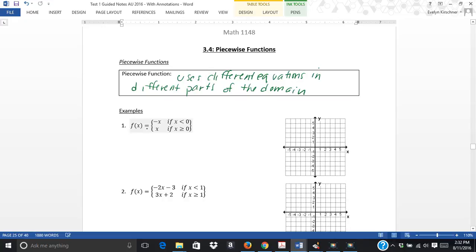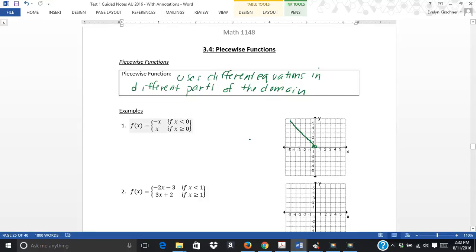Now let's look at this function here as an example. I have negative x for x less than 0. So when x is less than 0, it's the opposite. I have an open circle here. When x is negative 1, y is 1 because it's the opposite. And so it looks like that.